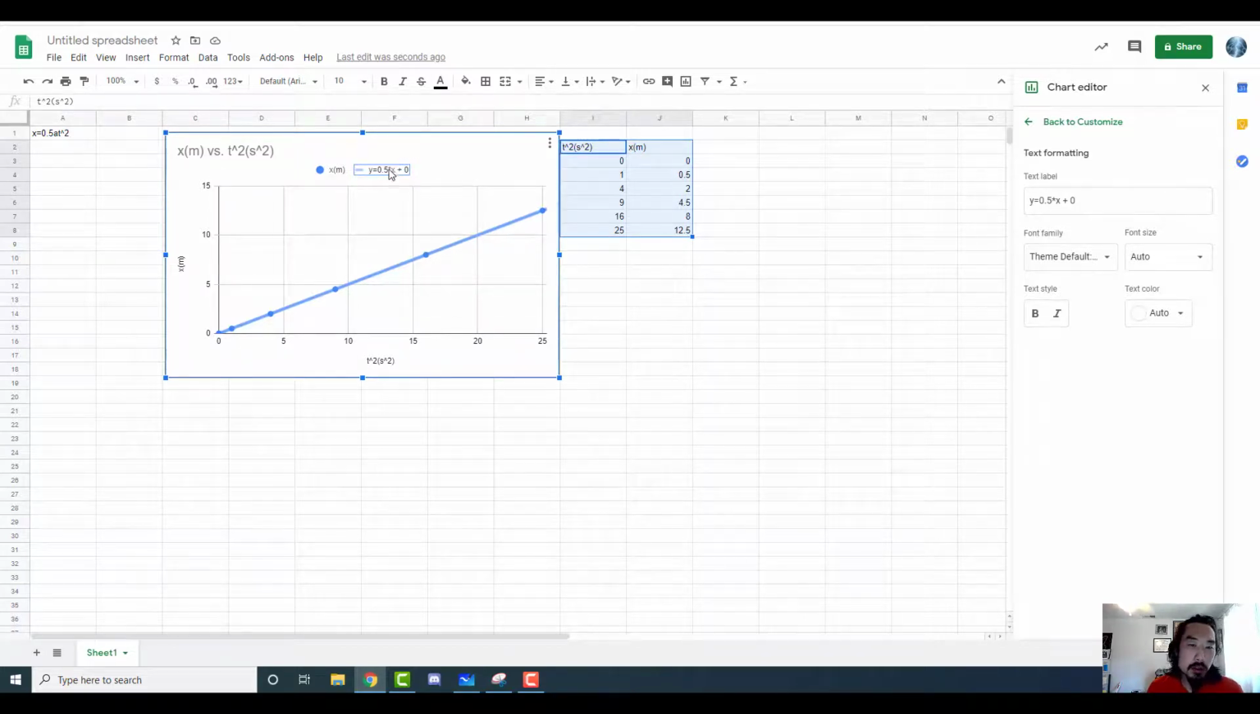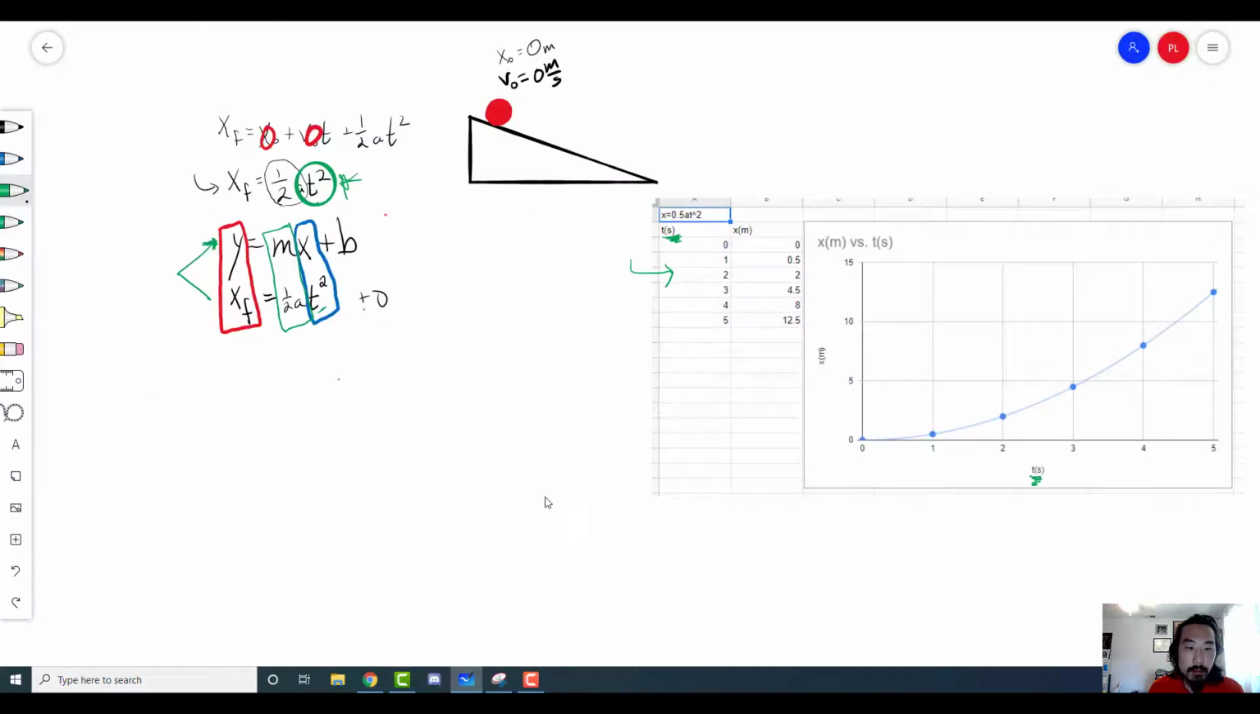I just want to show you something cool. Our equation is y equals 0.5x plus 0. So let's go back to our whiteboard. We said our equation for our new graph was y is equal to 0.5x plus 0. If I want to compare this equation with our model equation, our actual physics equation, I'm going to write xf is equal to 1/2 at squared. See how cool this is? Our y-axis was our position, so that lines up.